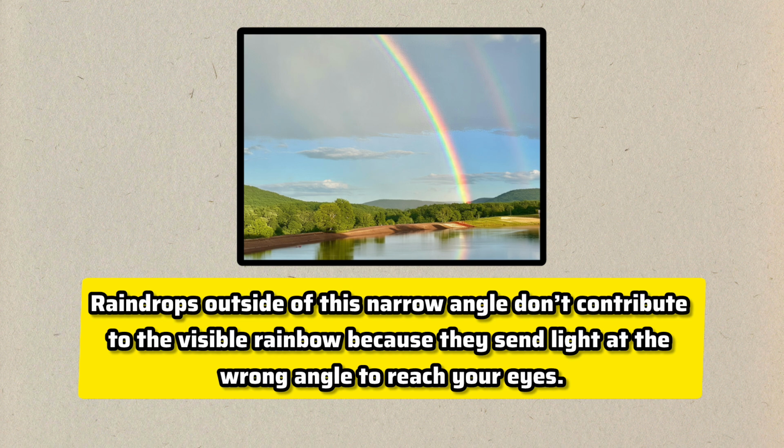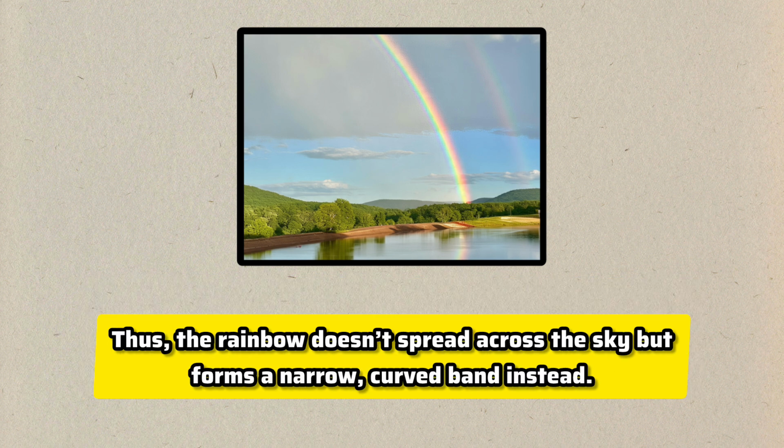Raindrops outside of this narrow angle don't contribute to the visible rainbow because they send light at the wrong angle to reach your eyes. Thus, the rainbow doesn't spread across the sky but forms a narrow, curved band instead.